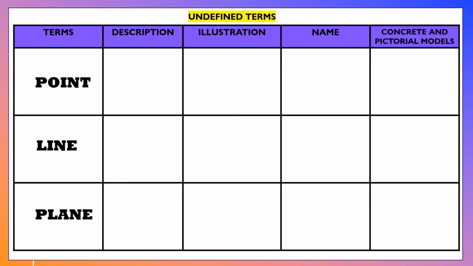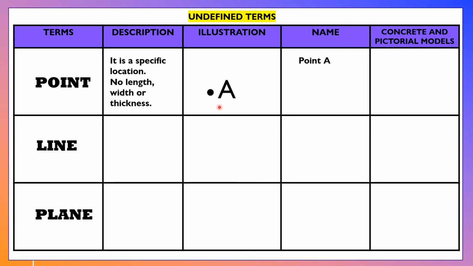Let us now have the undefined terms. The undefined terms in geometry are the point, line, and plane. These terms cannot be defined but can be described. Let's start with a point. A point has a specific location, no length, width, or thickness. A dot is used to represent a point and named using a capital letter. So we will name this as point A. An example of a point is the tip of a pencil, a mole, the corner of a box.